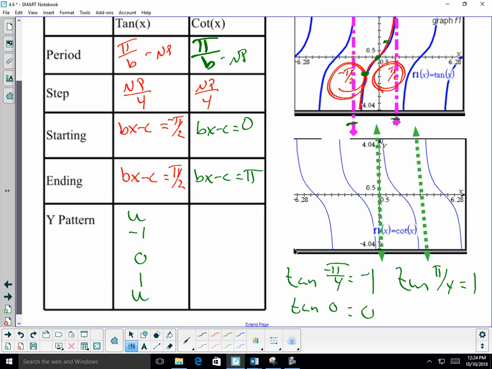When I look at cotangent, I'm doing the same thing. I'm starting with an undefined. I'm ending with an undefined. So it's going to be u and u. But what's different is I'm doing these points here, here, and here. So my y pattern is going to go 1, 0, negative 1.